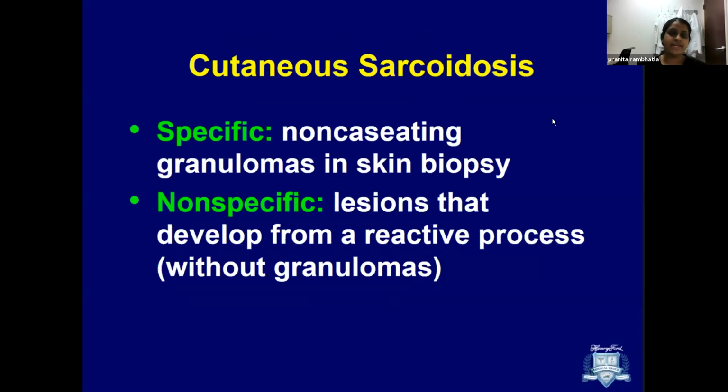When we think about cutaneous sarcoidosis, there are both specific and non-specific findings. The specific findings are when you see non-caseating granulomas in skin biopsy, and the non-specific findings are lesions that develop from a reactive process without granulomas. The one that you're most familiar with is likely erythema nodosum.